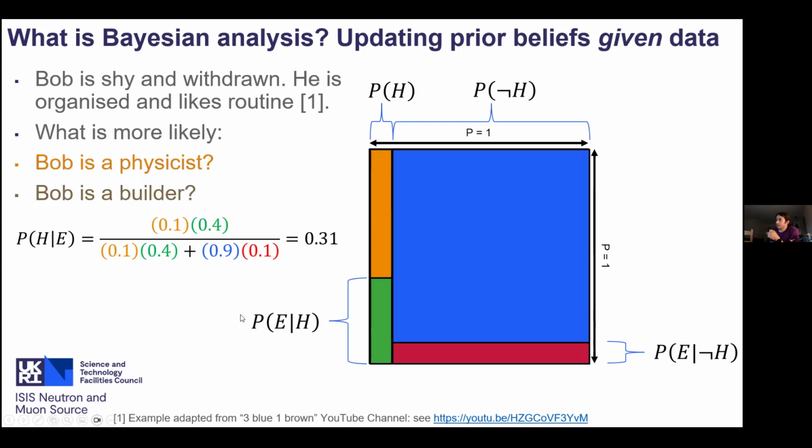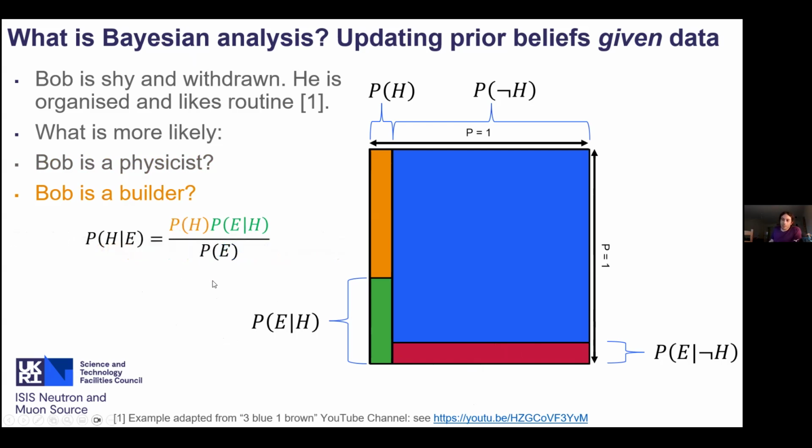So it's actually far more likely that Bob is indeed a builder. Just in this case, by sheer weight of numbers, there are far more builders out there. So even though a smaller percentage fit this bill, there are far more of them. And this is Bayesian inference, and you might more commonly have seen it like this. As we talked about earlier, we have this evidence term, which is the Bob.